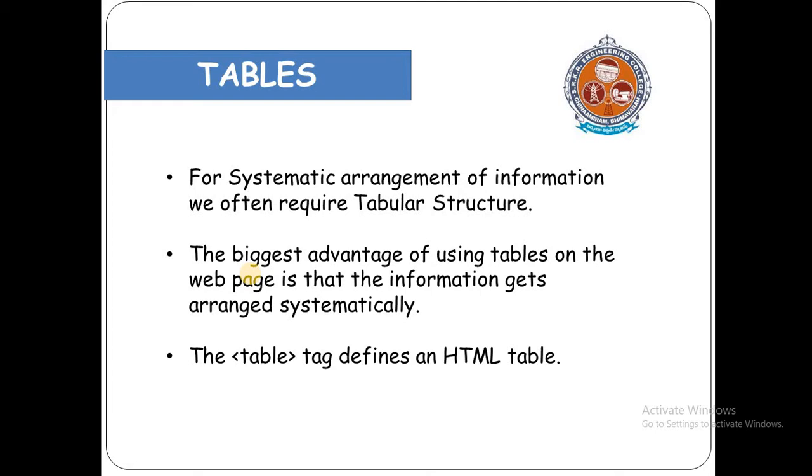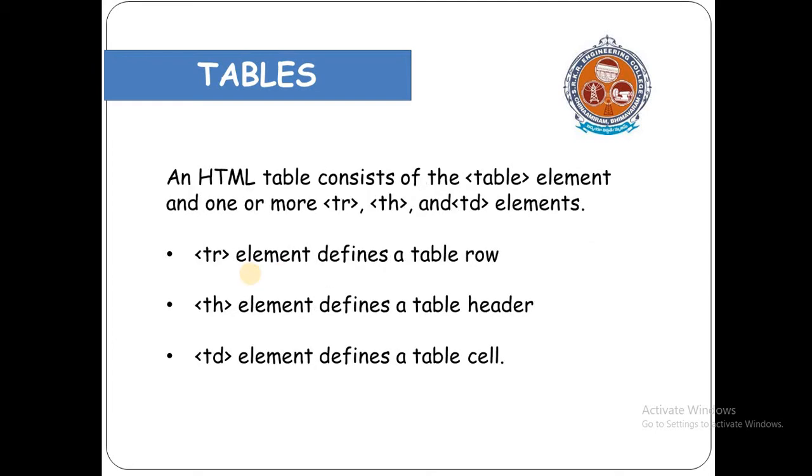Before starting the tables, the main tag we are using for an HTML table is table. To define a table, we must start with table, and in between we will use some tags for the rows and columns. So the main tag we are using is the table. The HTML table consists of the table element and one or more tr, th and td elements. So in table elements there are some different types of elements.